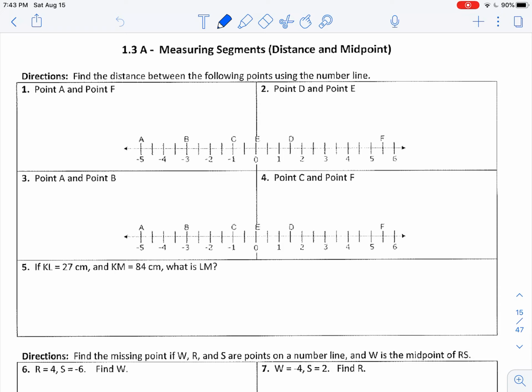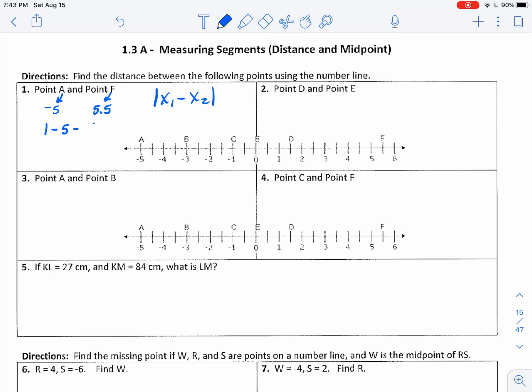And the formula for the distance is we take the first point and we subtract the second point and we find the absolute value of that. So let's just identify our points. A is at -5. So I'm going to just mark a little -5 there, and I'm going to say that's my first point. And F is way over here. F is between 5 and 6, so it's going to be 5.5.